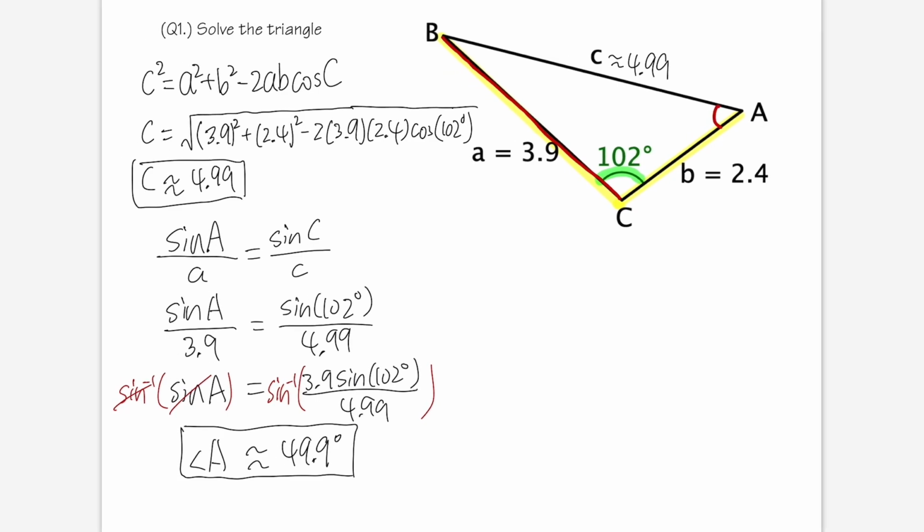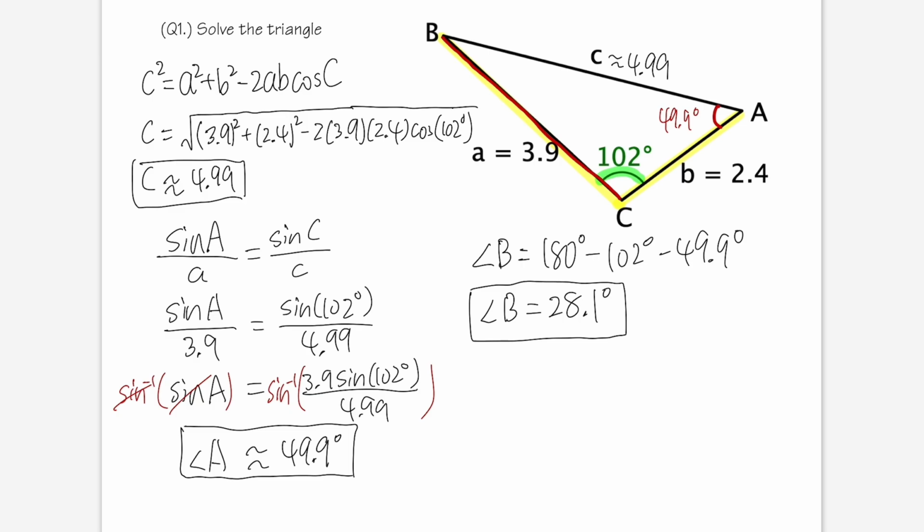Alright, so perhaps I'll put this down right here. 49.9 degrees. That said, angle B is just 180 degrees minus angle C, which is 102, and then minus 49.9 degrees. So angle B is equal to, let's see, 180 minus 102 minus 49.9. So I get 28.1 degrees.